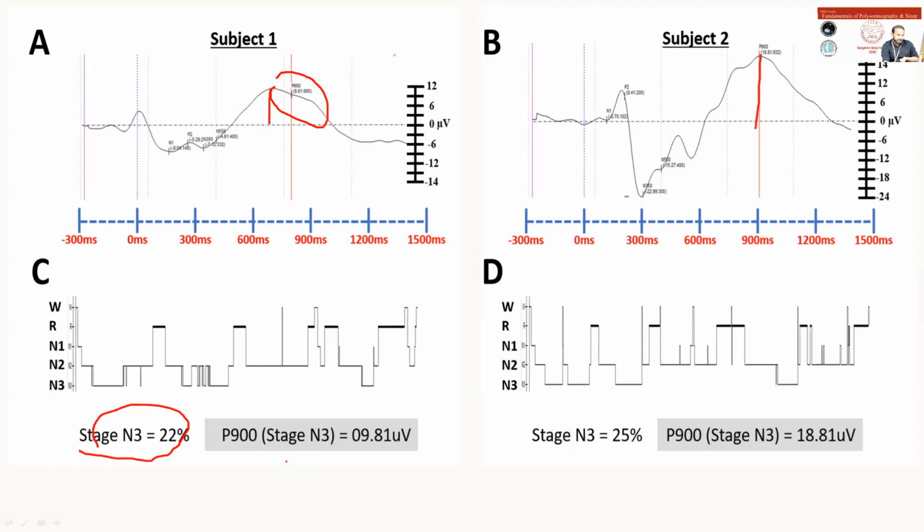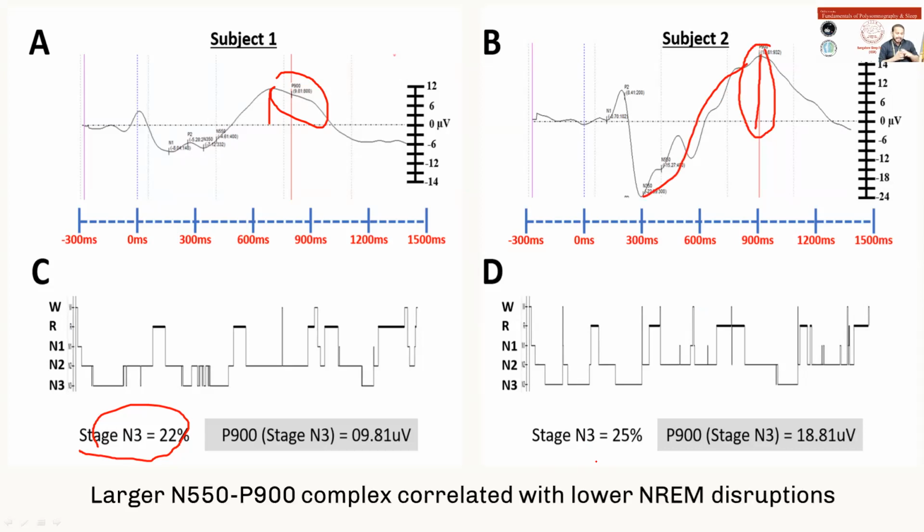We did one more thing. We calculated the number of sleep stage transitions these people were having. Interestingly, people with a very large amplitude value for this N550 P900 complex had a very small number of sleep transitions, even though they had the same amount of sleep entry percentages. So the summary was that anybody with larger values of this N550 P900 complex will have far fewer non-REM disruptions. That's a very strong indicator of their sleep stability.